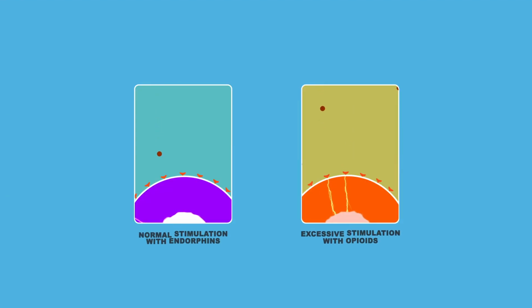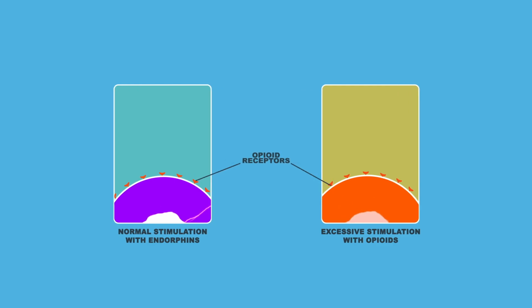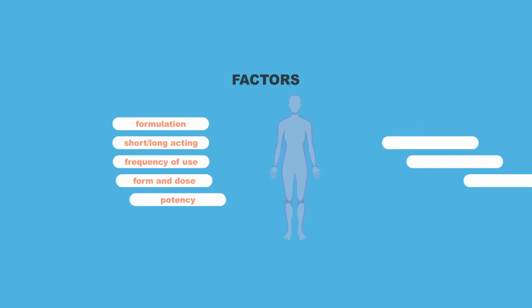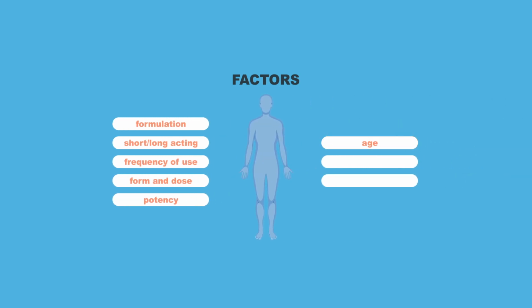While all opioids bind to the same group of receptors in the brain, not all of them remain in the body for the same amount of time. Some factors that affect this timeline include the opioid's formulation, whether it is short or long-acting, how often the drug is taken, in what form and dose, and its potency. In addition, a person's age, liver and kidney function, and body composition can affect how long opioids stay in the system.